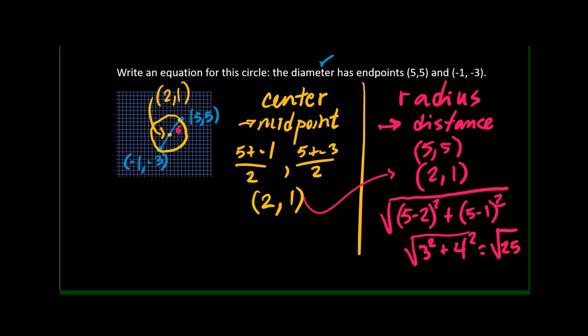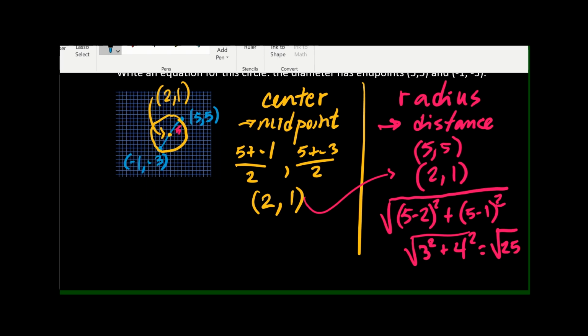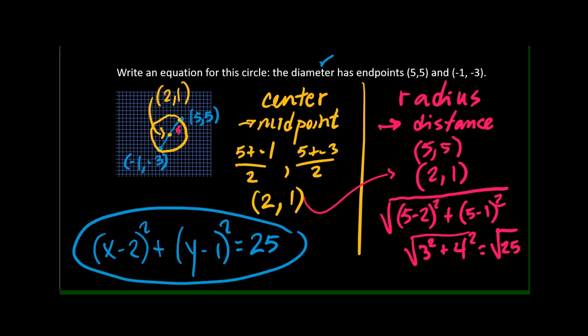But actually, we are writing the equation of the circle. Maybe let's go back to blue here. The equation of this circle, drum roll please, is x minus the center x coordinate, minus what? Minus 2. Square that. Plus y minus 1, square that. Equals the radius squared. That's the equation of that circle.